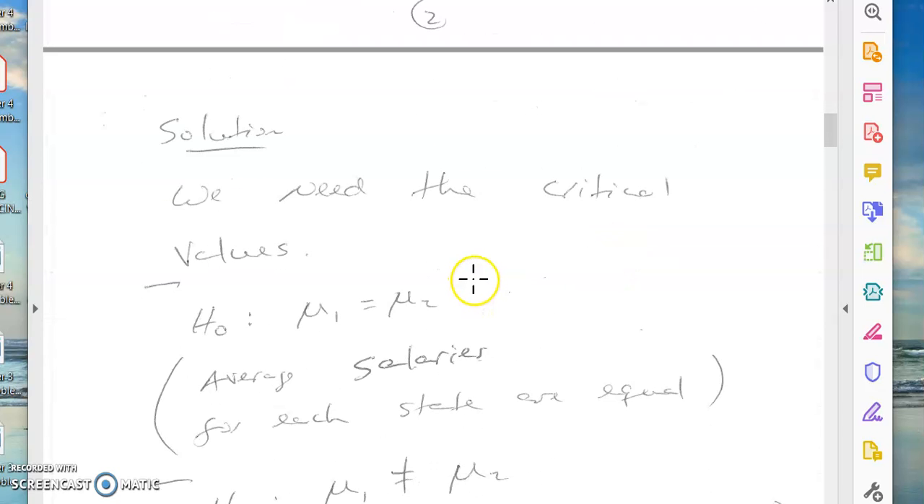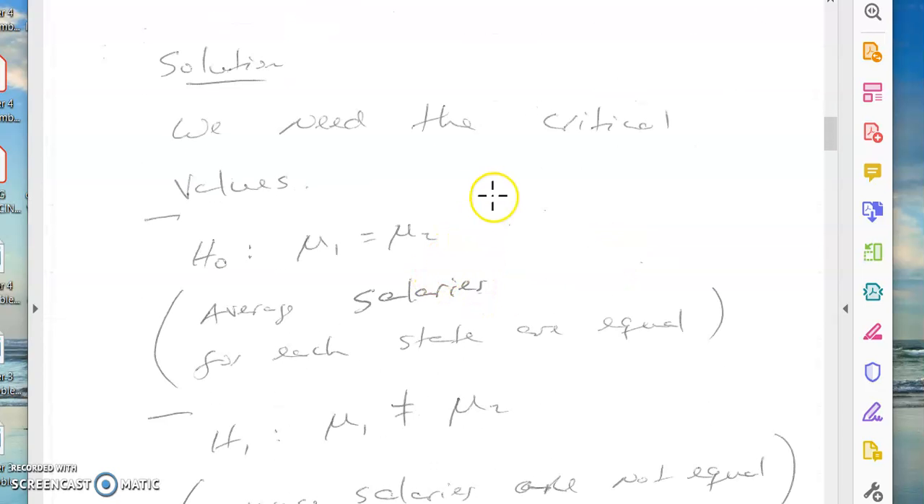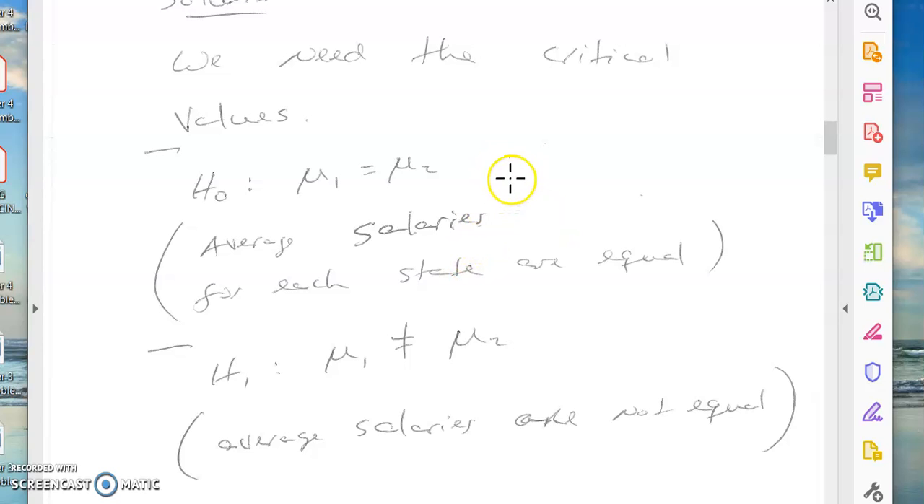First thing we always do is we find the critical values. And we also write down what the null hypothesis is and what the research hypothesis is. The research hypothesis, also known as the alternative hypothesis. So the null hypothesis is H sub 0, mu1 is equal to mu2. So what we're saying is that the average salaries for each state are equal.